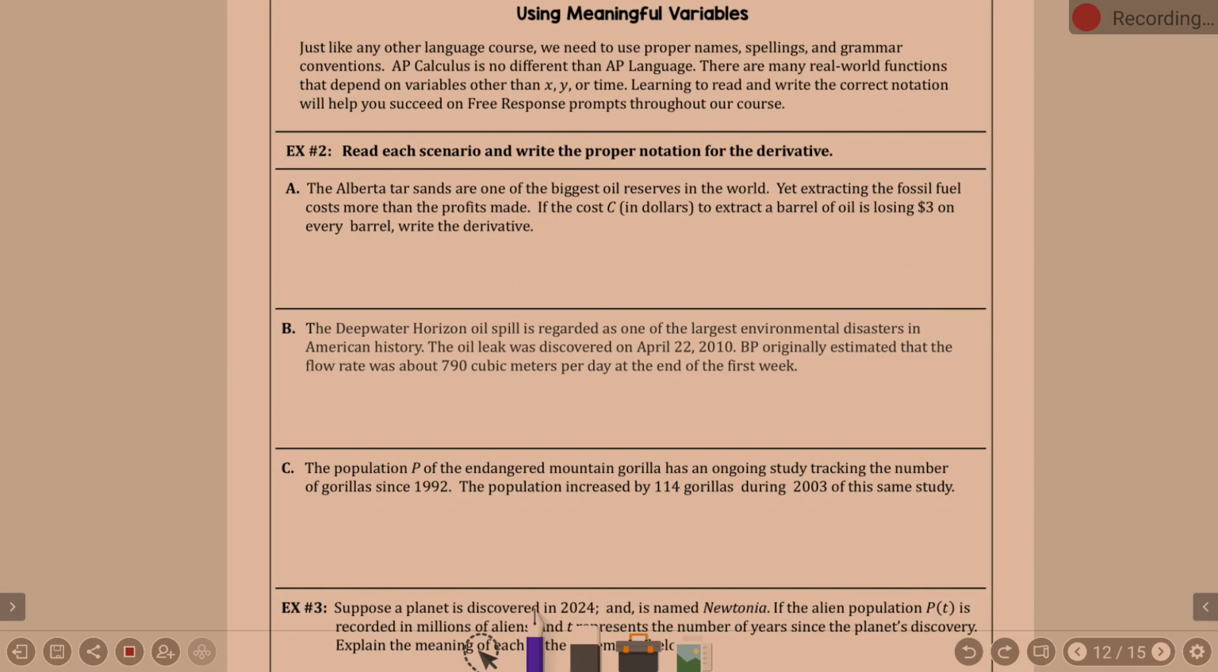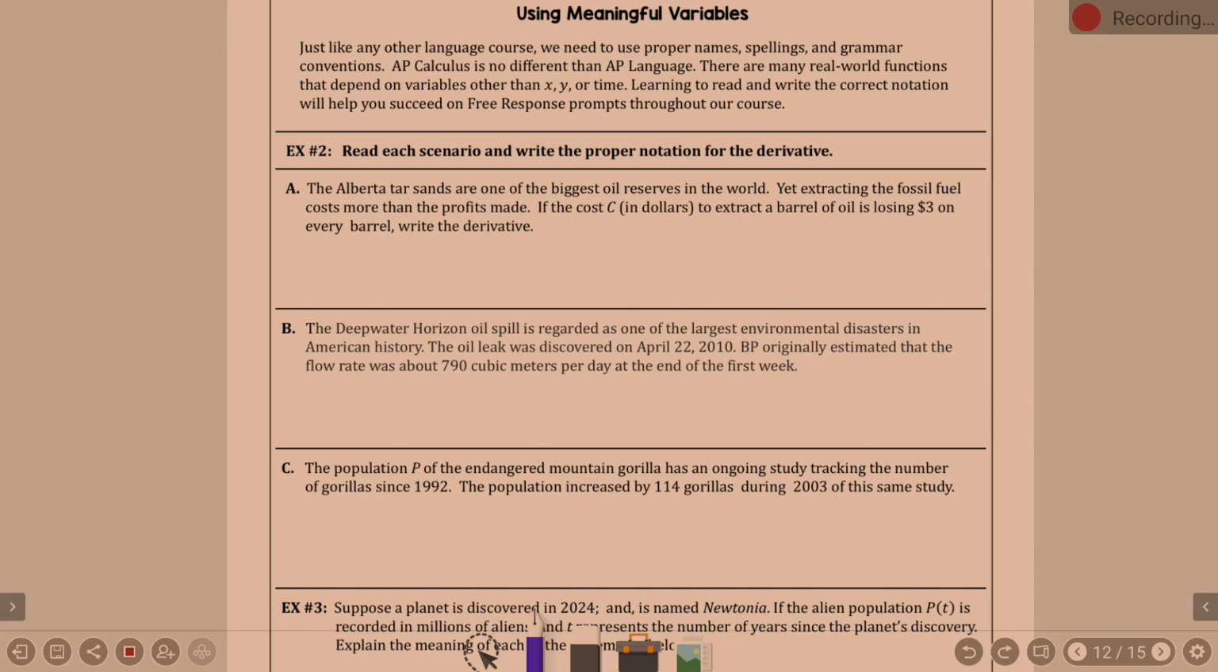Meaningful variables. Just like any other language course, we need to use proper names, spellings, grammar, conventions. AP Calculus is no different than AP Language. There are many real-world functions that depend on variables other than X or Y or time. Learning to read and write the correct notations will help you succeed on free response prompts throughout our course. So, read each scenario and write proper notation for the derivative, okay?